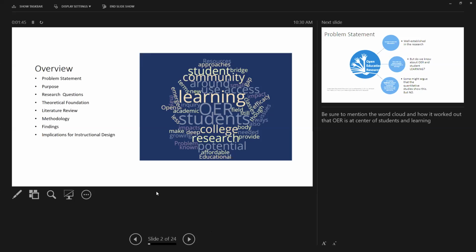And one thing I'd like to point out is I made a word cloud out of my dissertation, and I was so happy to see that this is what came out. So OER is front and center in the middle, but it's like a sandwich between students and learning, because that was my hope. I didn't know if that's what I would find. That was my instinct.